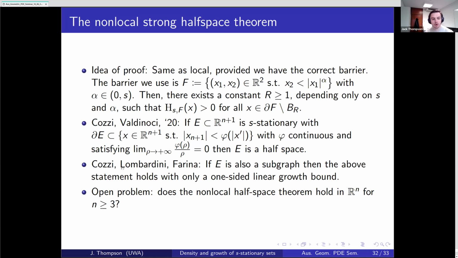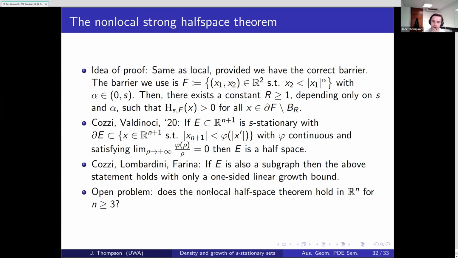Now, this result was relaxed by Cozzi, Lombardini, and Farina to: if I impose that E is a subgraph, then I don't need a two-sided bound. I can do it with a one-sided bound, and the sublinear function can be relaxed to a linear function. But now, an interesting open question is, does the non-local half-space theorem hold in higher dimensions? On one hand, the argument from the classical case suggests maybe no. At least in Euclidean space, in the classical case, it was no.